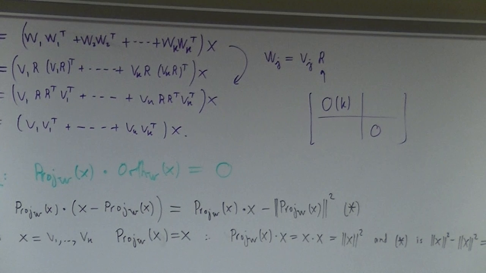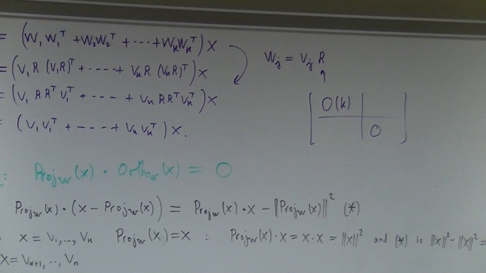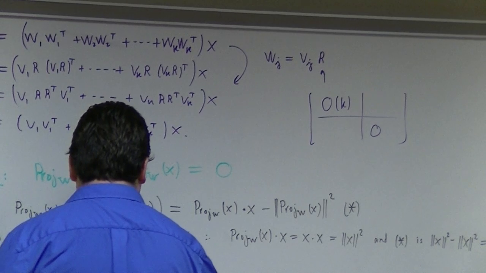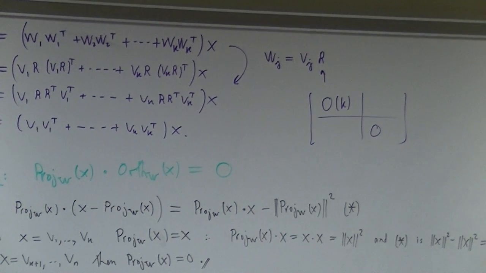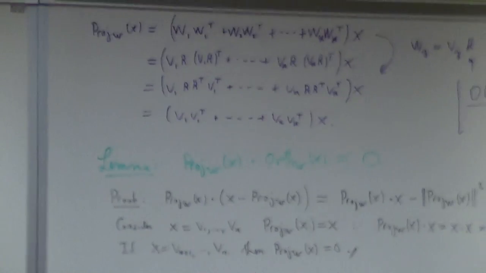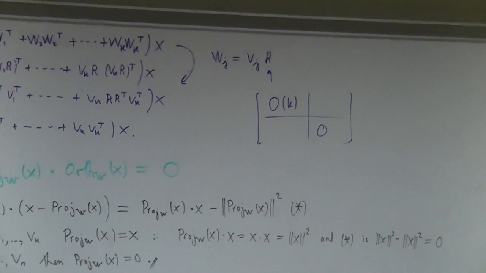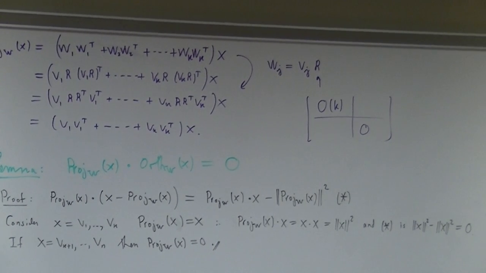On the other hand, if x is in the span of vk+1 through vn, where I'm still using the same notation, those are not in W, they are in the perp to W, then the projection onto W of x is just equal to 0. If the projection is 0, then clearly 0 dotted with the other thing is 0. So this proves that the projection and the orthogonal projection are perpendicular. So if you take that together with the fact that x is equal to the projection onto W plus the orthogonal projection of x, what does this prove about W and W perp?